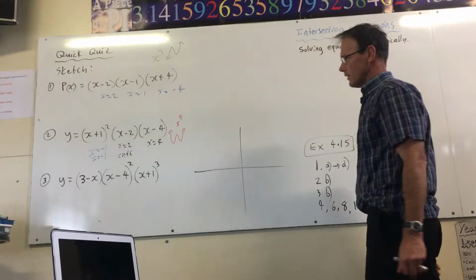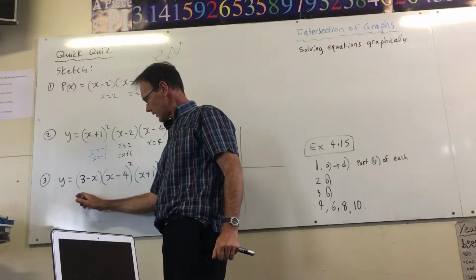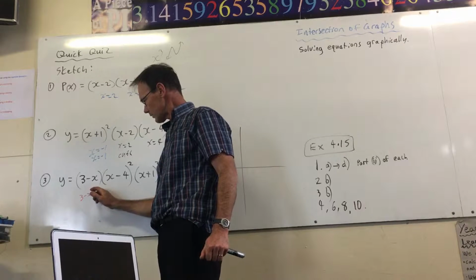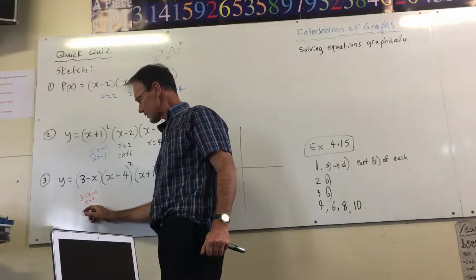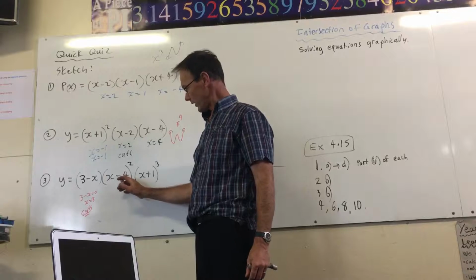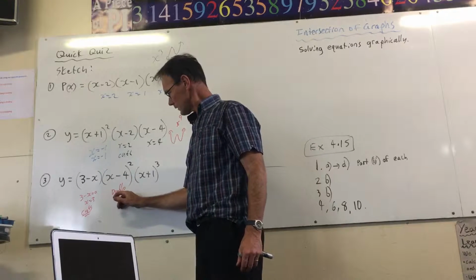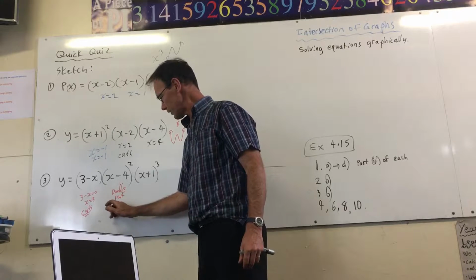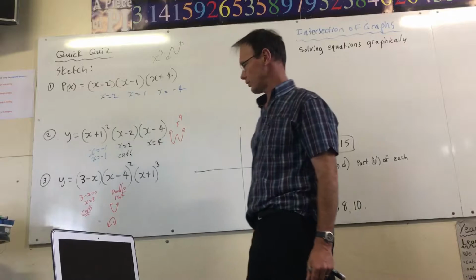All right, a bit of thinking to be done for this last one. So it has a single root here. Now, what does this give us? 3 minus x equals 0 means x equals 3. It cuts at x equals 3. There's a double root at 4, which means it bounces at 4. We don't know if it's this way or this way, but we know it bounces at 4, touches.